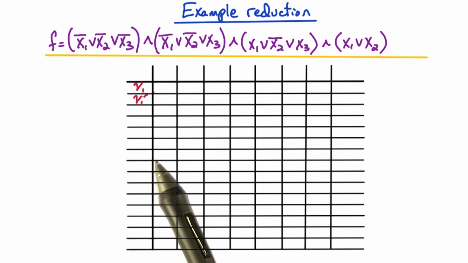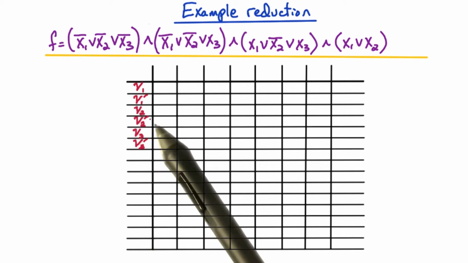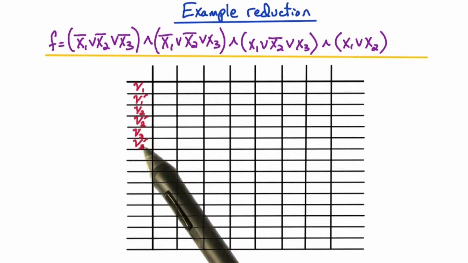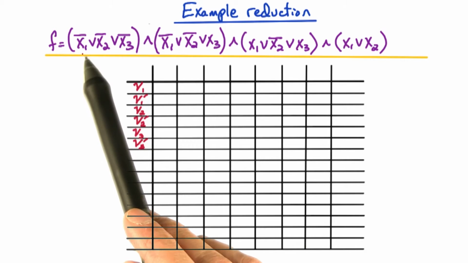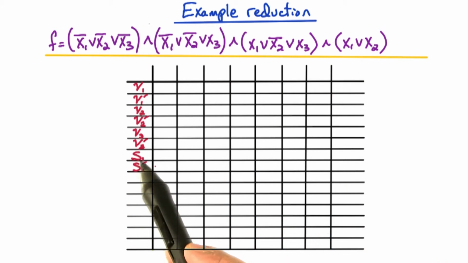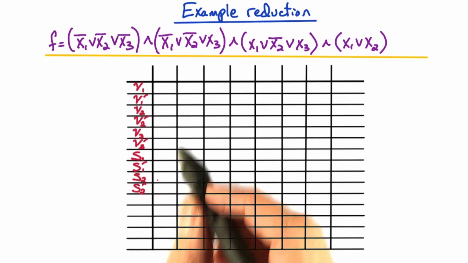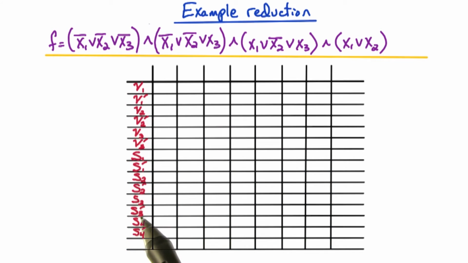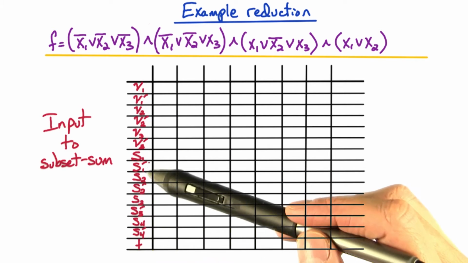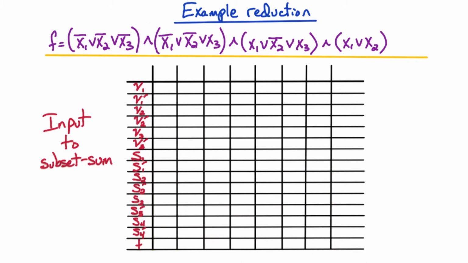For variable x1, there'll be 2 numbers, v1 and v1 prime. Similarly, for x2, there'll be v2 and v2 prime, and for x3, there'll be v3 and v3 prime. In addition, there'll be 2 numbers for each clause. So we'll have s1 and s1 prime for clause 1, s2 and s2 prime for clause 2, s3, s3 prime, s4, s4 prime for the last 2 clauses. And finally, we have t, which is our desired sum. These 15 numbers specify the input to the subset sum problem.